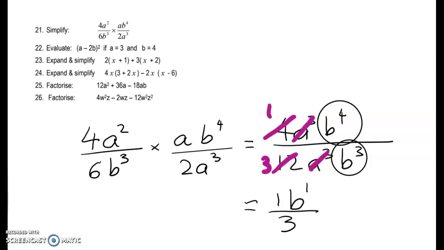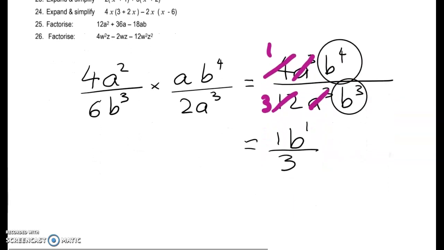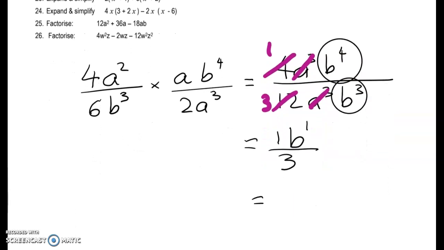So before I clean it up, I could think about it like this. But we don't need to write that 1, and we don't need to write that 1 either. So my final answer should be just b over 3, or you can write that as 1/3 b.